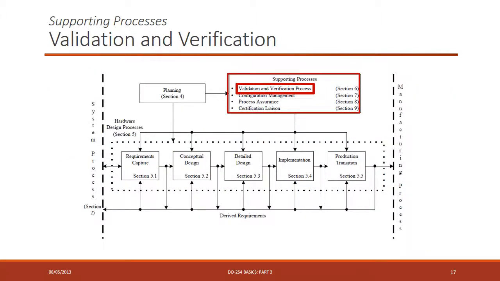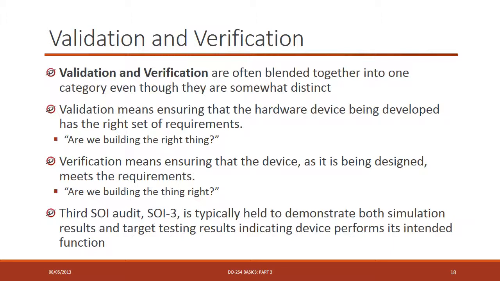Now moving along to the supporting processes. So what we just went through was sort of a sequential flow of hardware development. But alongside these are what we call the supporting processes. These are ongoing and interacting, active throughout the DO-254 lifecycle, throughout the hardware design processes. The first one we're going to look at is validation and verification. So validation and verification, often called V&V, are blended together into one category, oftentimes, even though they are somewhat distinct. Let's try to clarify them a little bit.